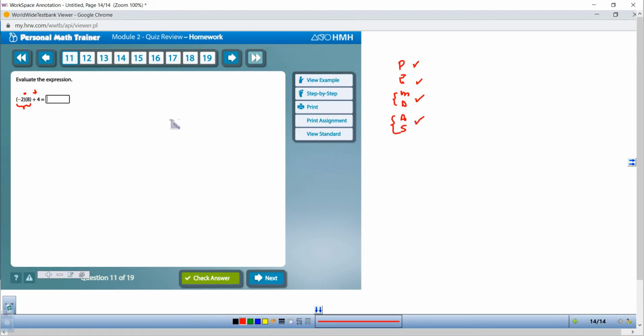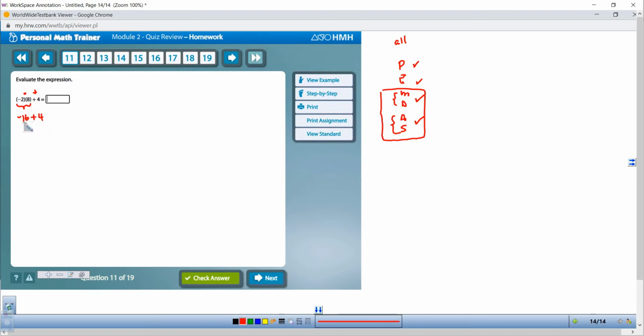Again, the problems from the textbook only have this part of PEMDAS, but I expect you to know all of PEMDAS. Okay, so we're going to do the multiplication and division part first. A negative times a positive is going to be a negative, and 2 times 8 is 16. All right, now I have negative 16 plus 4.